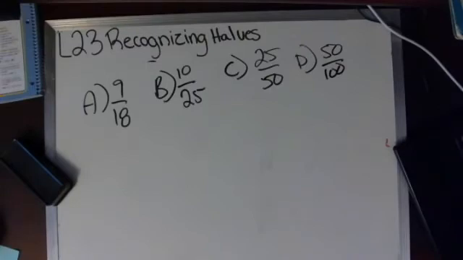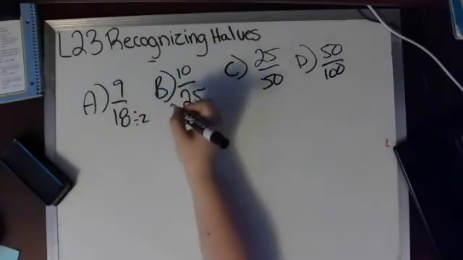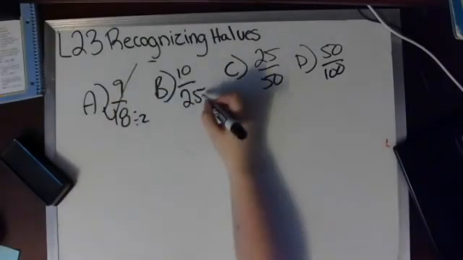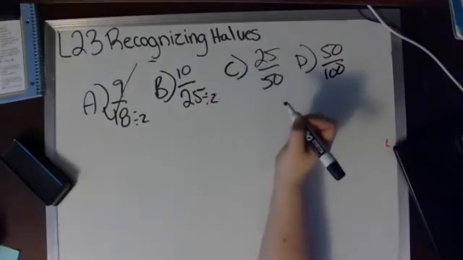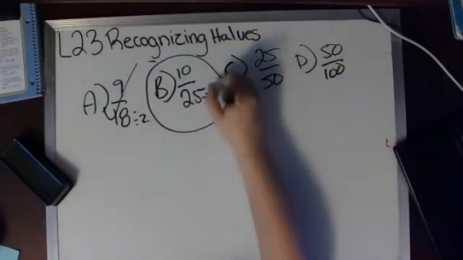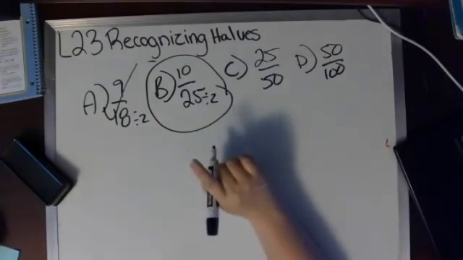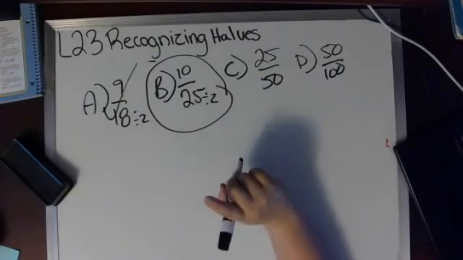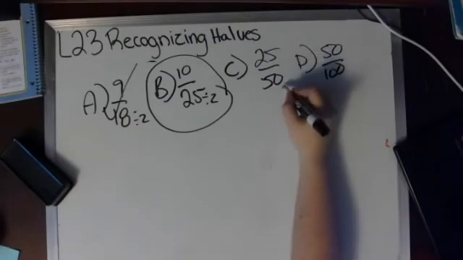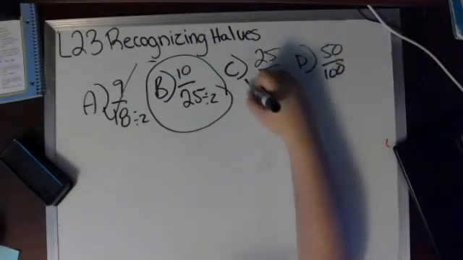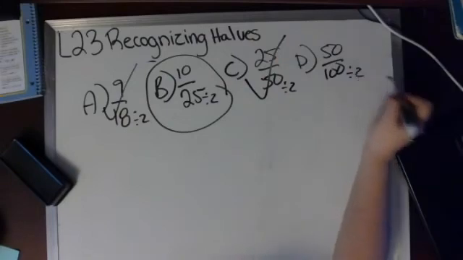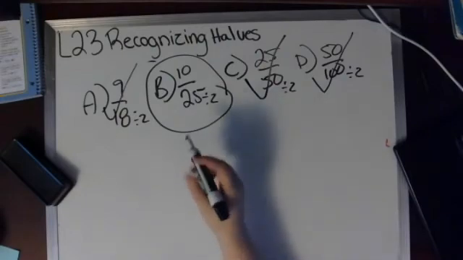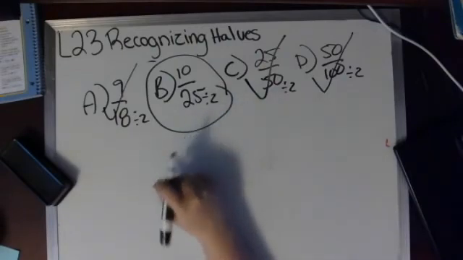Well, I can use my trick and I can say, okay, well, 18 divided by 2 is 9. Okay, that's a half. 25 divided by 2 is not 10, which means this is not half. However, don't stop there, because sometimes questions have 2 answers instead of just 1, okay? 50 divided by 2 is 25. 100 divided by 2 is 50. Okay, so B is my answer. B is not equivalent to a half.